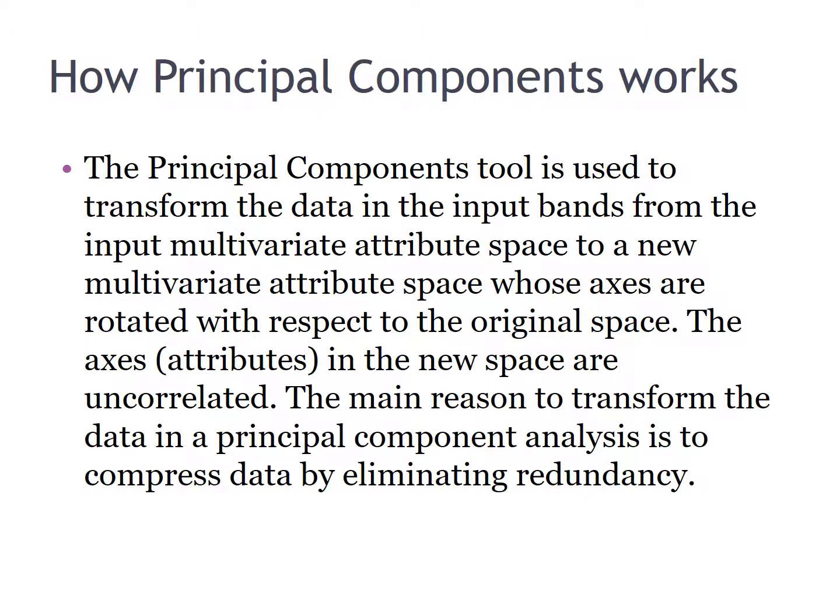So I've mentioned the words principal component analysis a couple of times, so I want to talk a little bit about how it works. The principal components tool is used to transform the data from an input multivariate attribute space to a new multivariate attribute space whose axes are rotated with respect to the original space. These axes, or attributes, in the new space are uncorrelated.